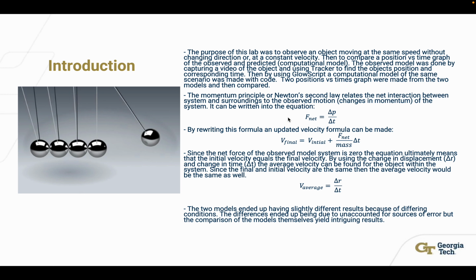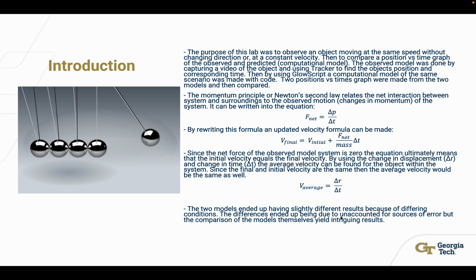The main physics principle used in this was the momentum principle, which in equation form ultimately means that net force equals change in momentum over change in time, which we can then use to find the updated velocity formula. Since this system is at net force of 0, since it's at constant velocity, this equation essentially means that the final velocity equals initial velocity. However, since we don't know either, but we only know the displacement and time, we can calculate average velocity, which would be the same as initial or final, since it will be at a constant velocity.